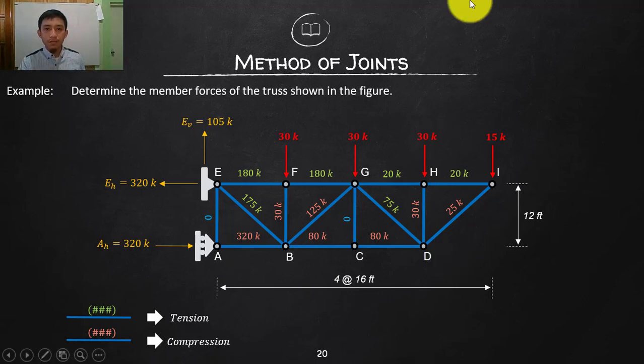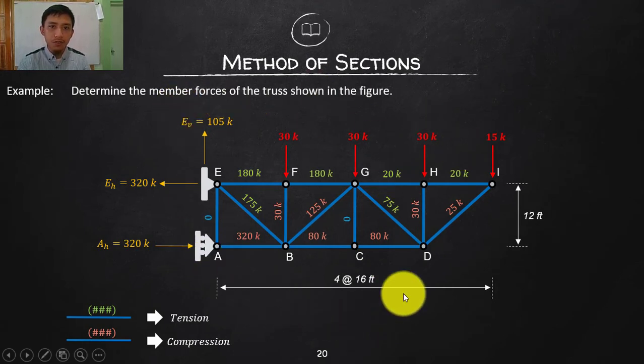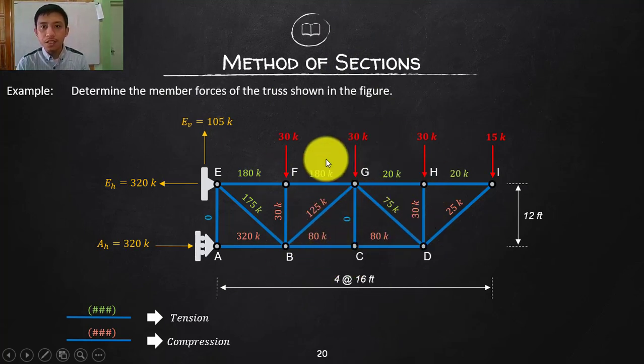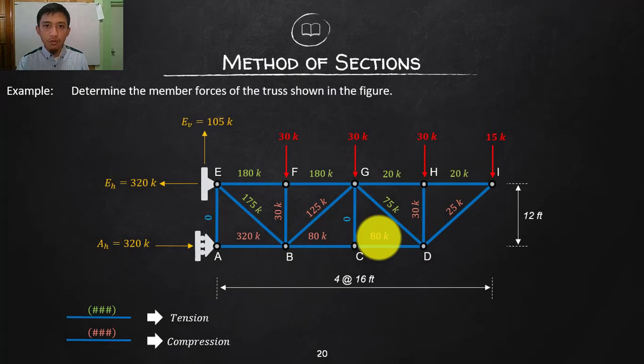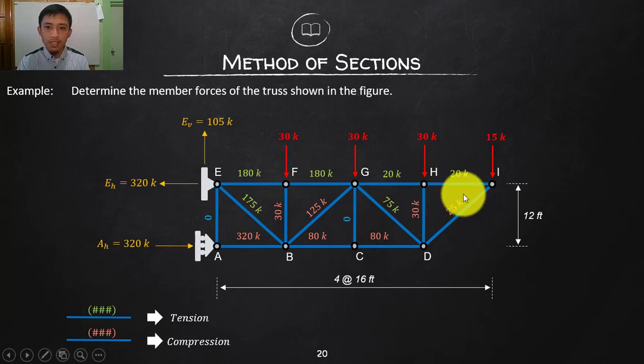Even if you consider this one with our previous result using the method of sections, sorry, this is supposed to be method of joints, that is just a typo. This is the result of the method of sections, which is exactly the same as the method of joints. So these are the two methods of analyzing trusses. As I've said before, we analyzed this purely by method of joints and method of sections, but later on you can combine these two.